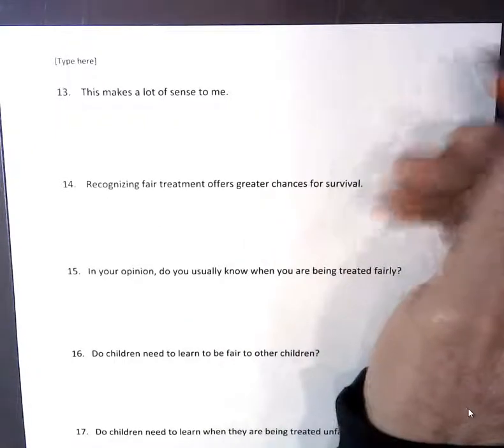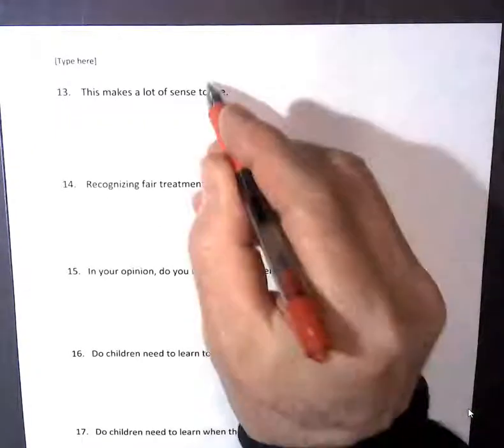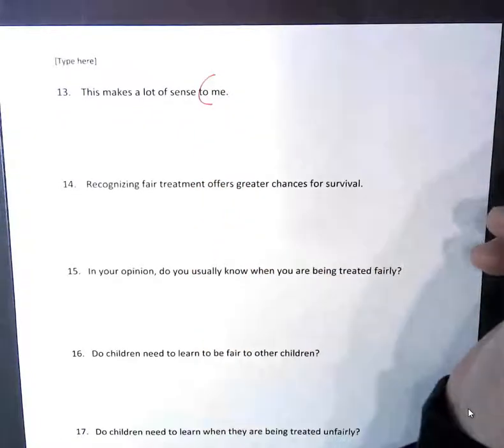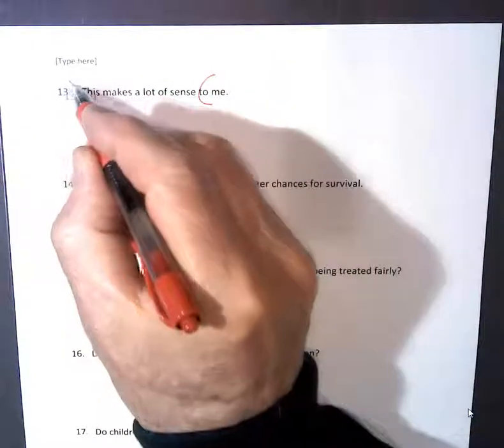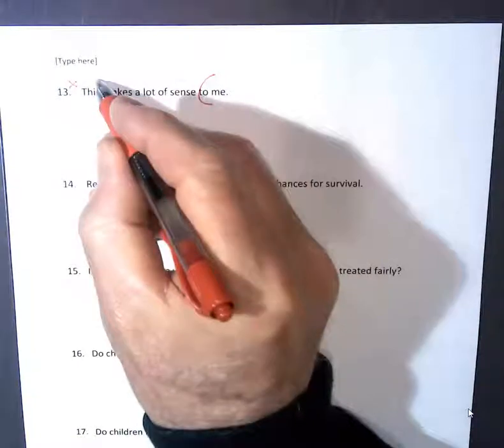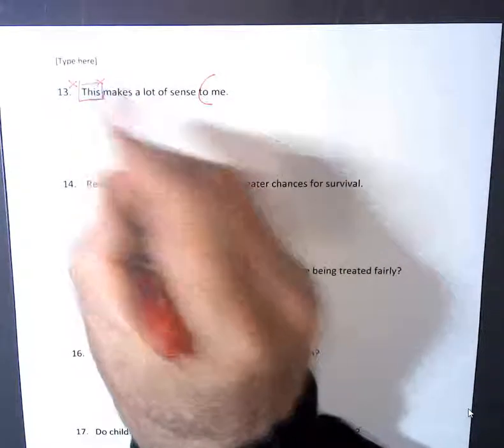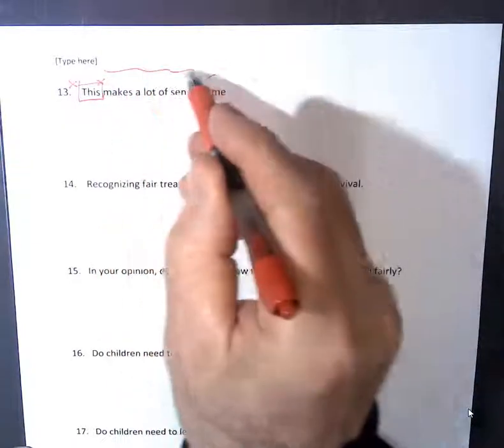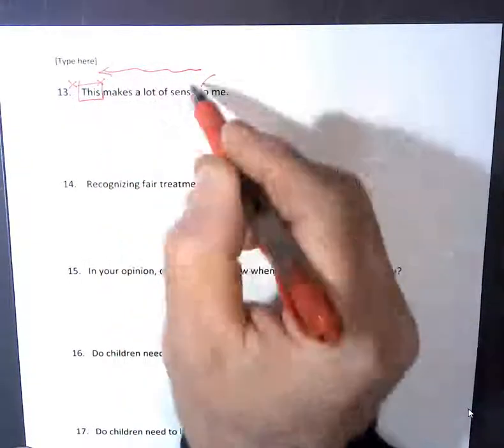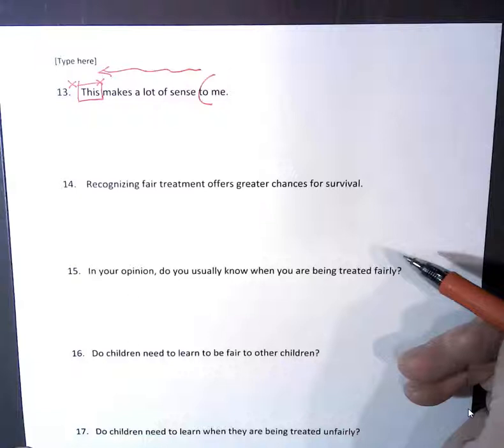This makes a lot of sense to me. To me, this makes a lot of sense. Does this make a lot of sense? This does not make a lot of sense. This is the subject, the predicate from the subject to the end shifter place.